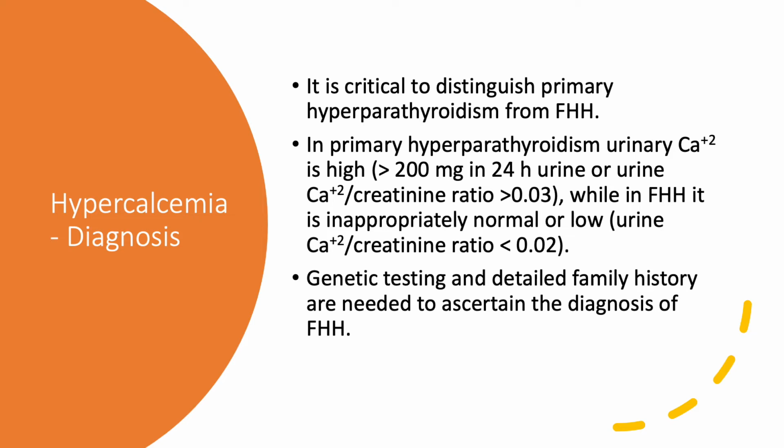Genetic testing and detailed family history, you need that for the diagnosis of FHH. Again, if you measure urine calcium, it's 20. I really would hesitate before sending someone for surgery for primary hyperparathyroidism. It's probably not.